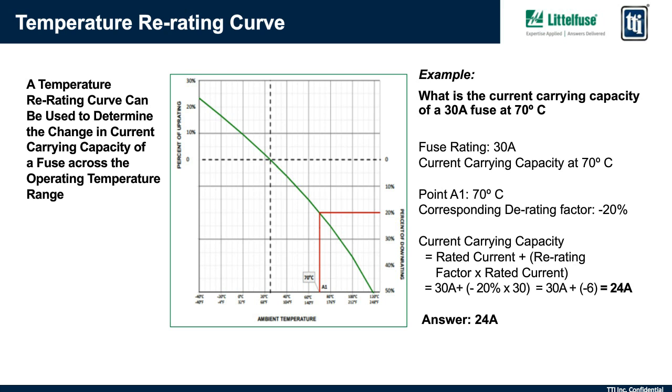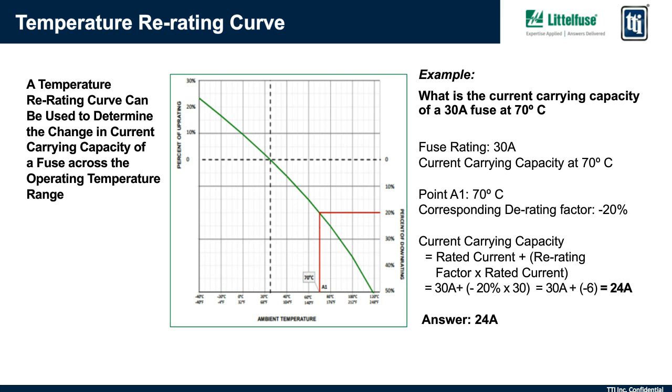So the fuse rating is 30 amps, which is the current carrying capacity at ambient temperature. We want to know the current carrying capacity at 70 C in elevated ambient. Point A1 is at 70 C on the x-axis, and we move up to intersect the curve, move over to the y-axis, and we find the rerating factor as 20%. This is an elevated ambient, so it will decrease the current carrying capacity. So this is a derating factor of negative 20%.